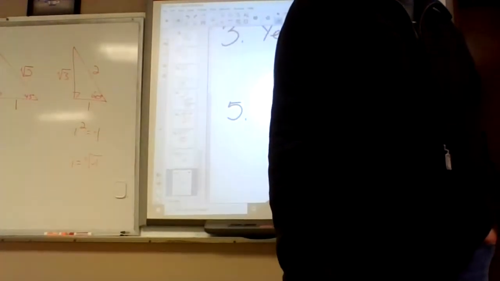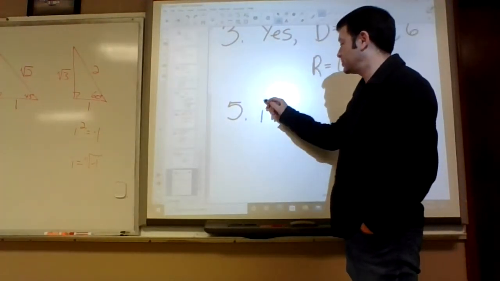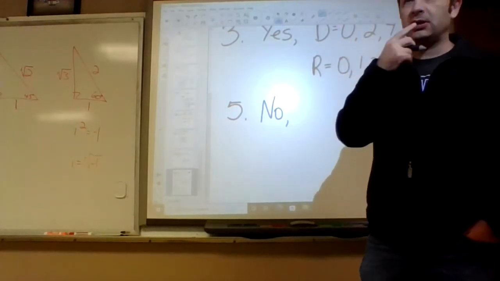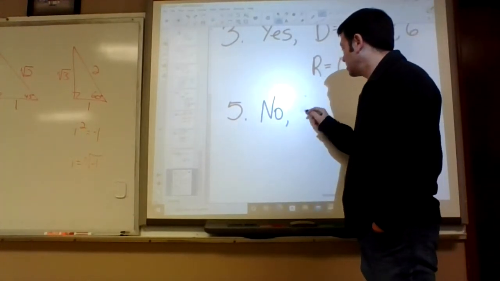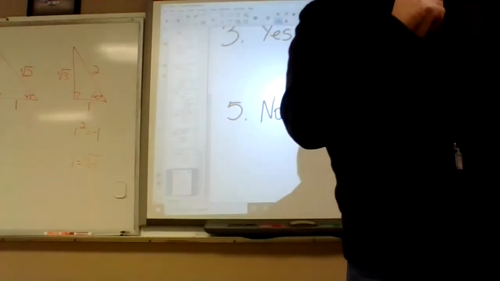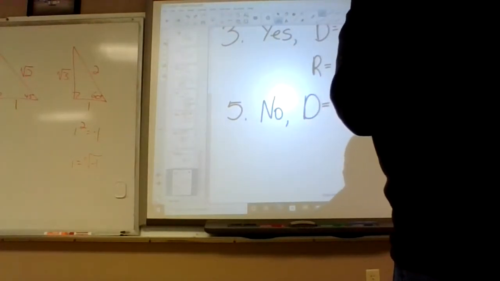Number 5 fails the vertical line test. It's not a function, so it's a no. It doesn't have a domain and range, does it? It does have a domain and range, but we don't have to give it because it says if it is, give the domain and range. Oh, you're right. Good job, it does say that.